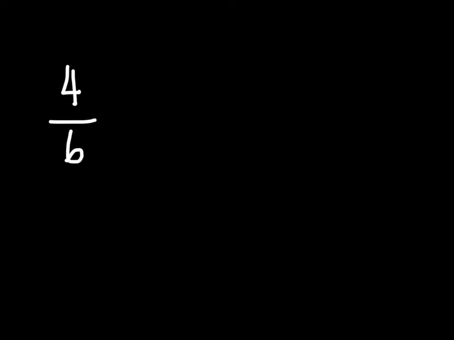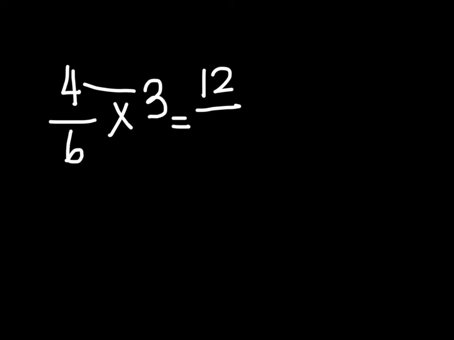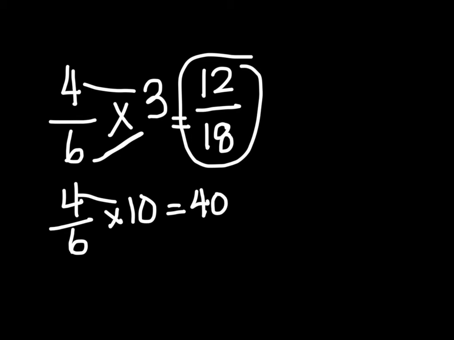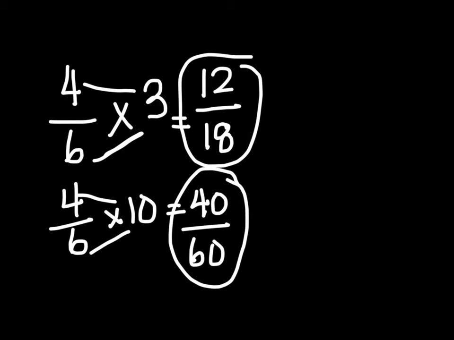So I want you to come up with 3 fractions that could be equivalent to 4/6. I'm going to multiply by 3. And remember, 4 groups of 3 is 12. 6 groups of 3 is 18. So here's one equivalent fraction. I need 3, so I'm going to do it again. But this time I'm going to multiply by 10. 4 groups of 10 is 40. 6 groups of 10 is 60. Another equivalent fraction to 4/6 is 40/60ths.